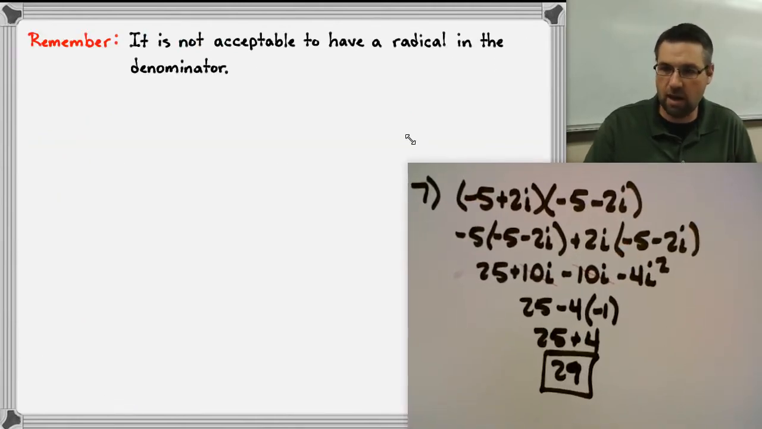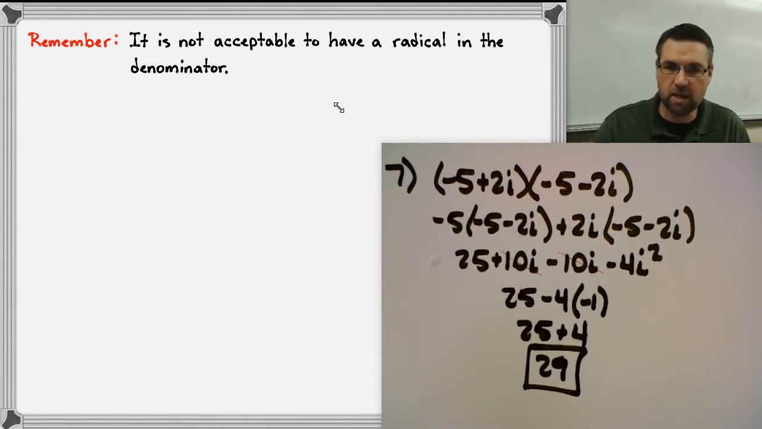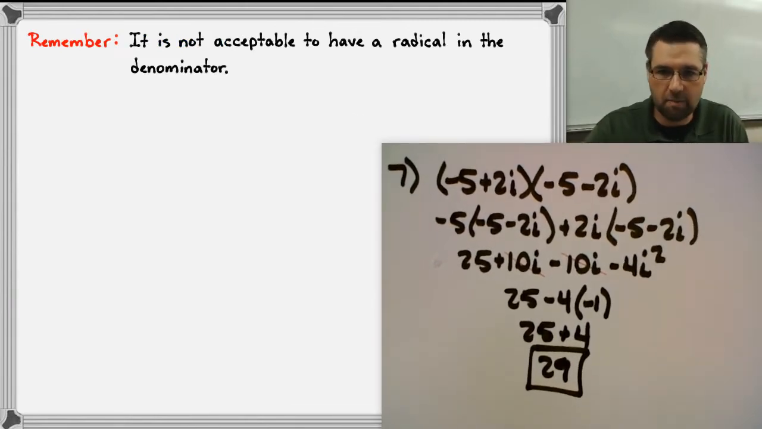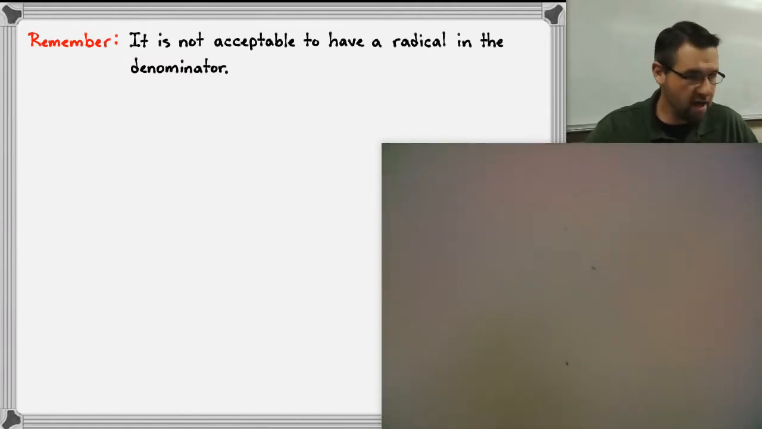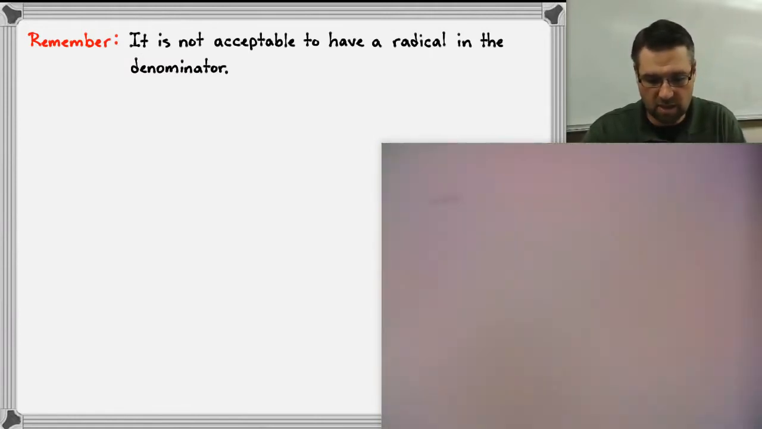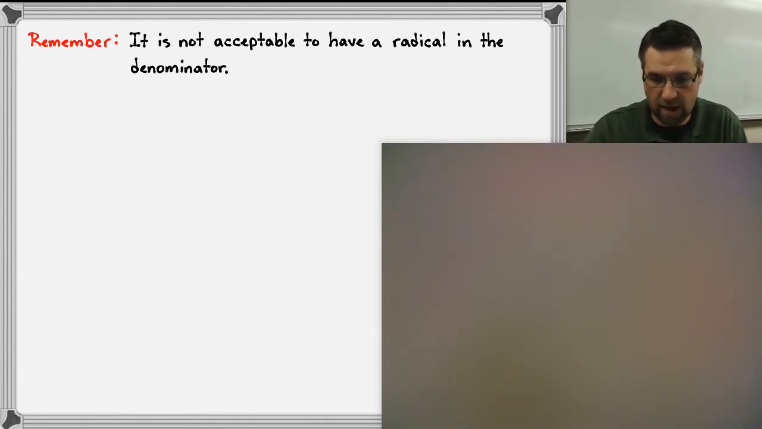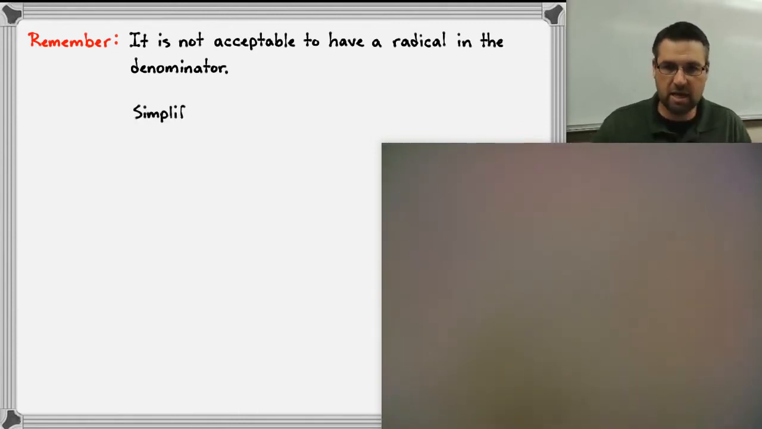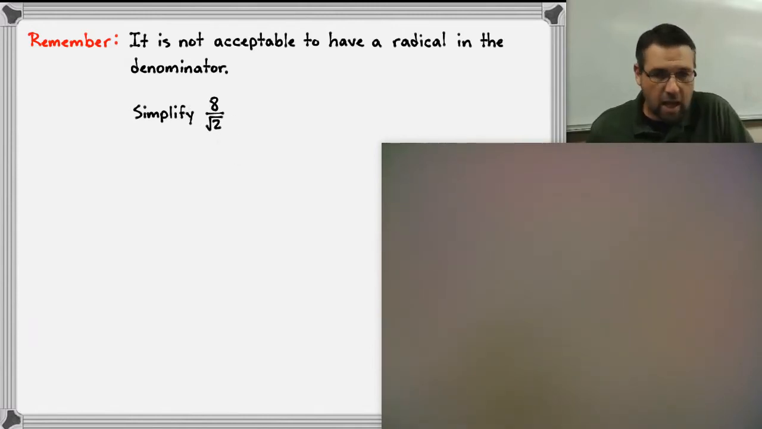I definitely want to have you guys write these down as notes. Remember, it's not acceptable to have a radical in the denominator. We talked about that when we first started talking about radical expressions in general. And the example I'm giving you is this. If I were to ask you to simplify 8 over radical 2, well, this is unacceptable because the radical is in the denominator. And so how do we get rid of the radical in the denominator?